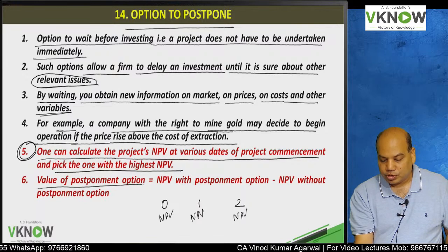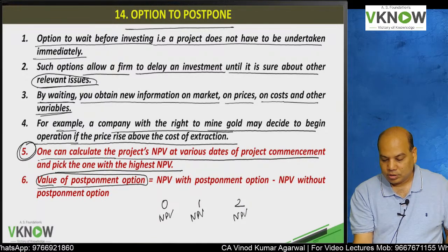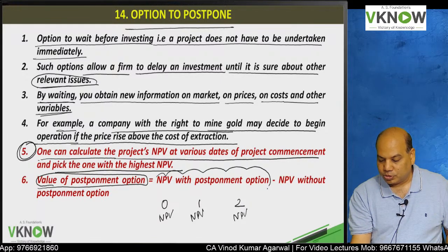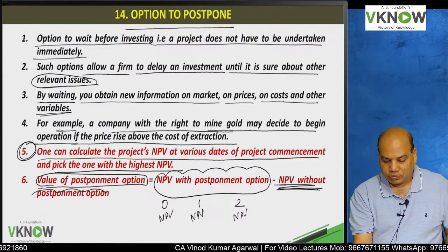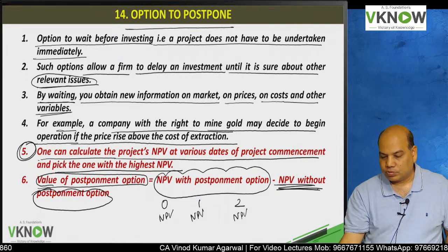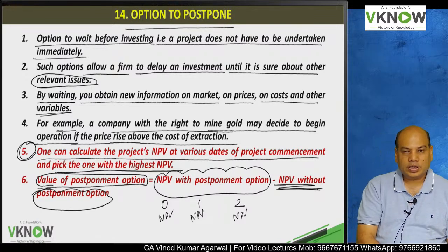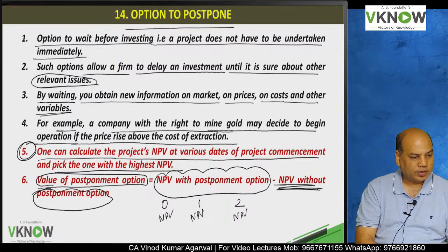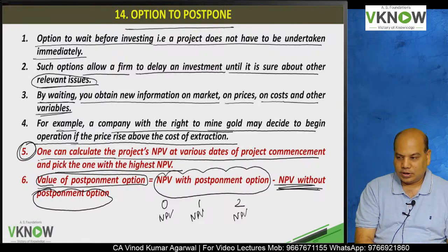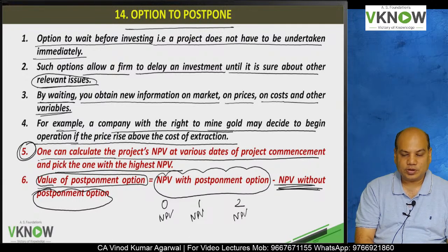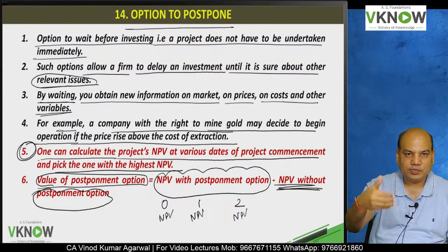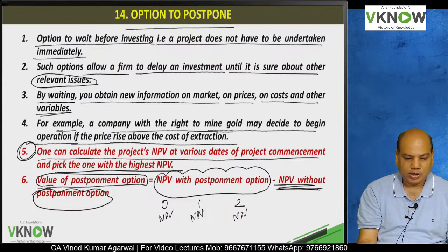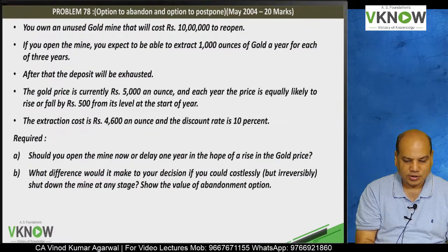The value of the postponement option is equal to NPV with postponement option minus NPV without postponement option. That is the value of the postponement option, if they ask you, the difference between the two NPVs. Normally when you have an option, your NPV can be improved, NPV can be maximized.